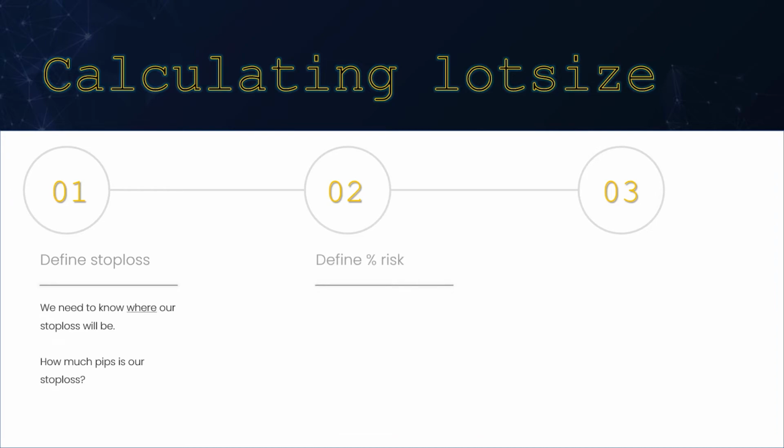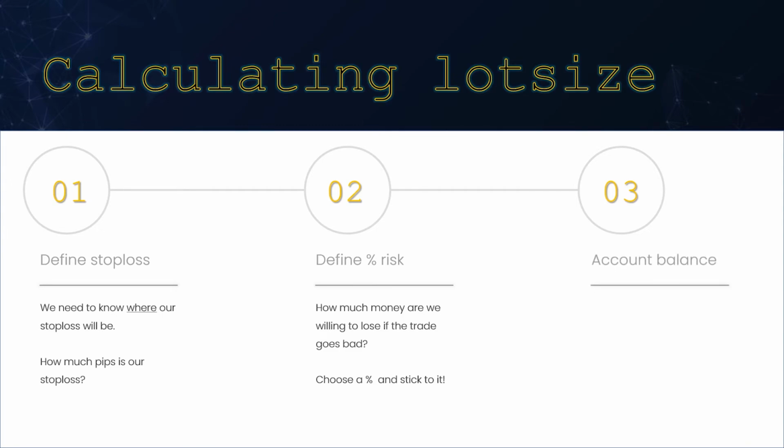Define percentage risk. Defining our risk means how much money we are willing to lose if the trade goes bad. Keep in mind there will be losing trades. That's a natural part of trading. We just need to make sure those losses don't blow our account when they happen. This is essential if you want long-term success. Choose a percentage you want to risk and stick to it. And the last step obviously is knowing your account balance. Let's practice with an example.